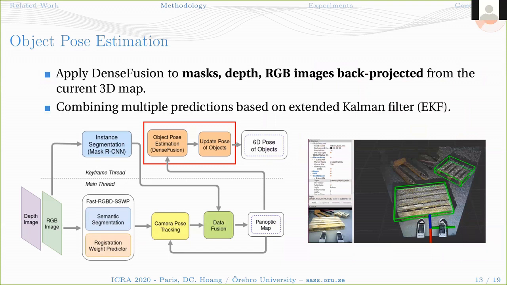By applying DenseFusion, we get the pose of each object instance from a single view, and camera motion from the registration step. In the final step, we combine multiple predictions to estimate the optimal pose using an extended Kalman filter.